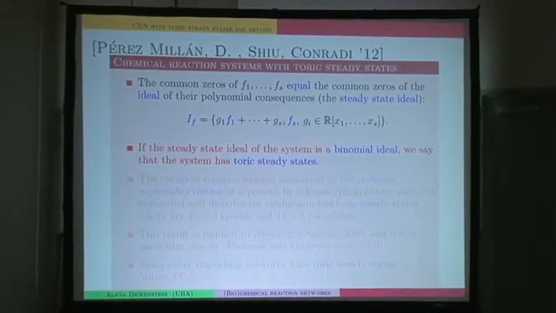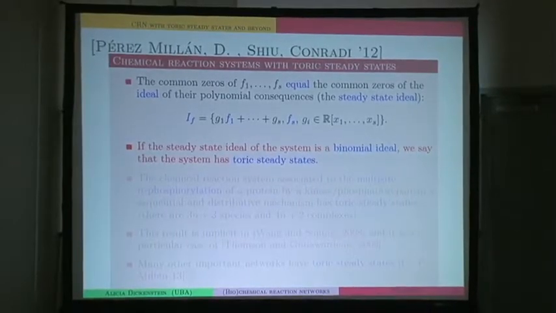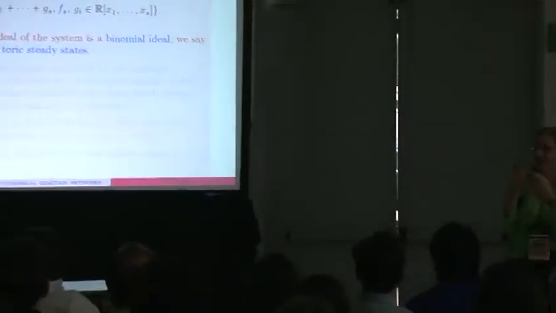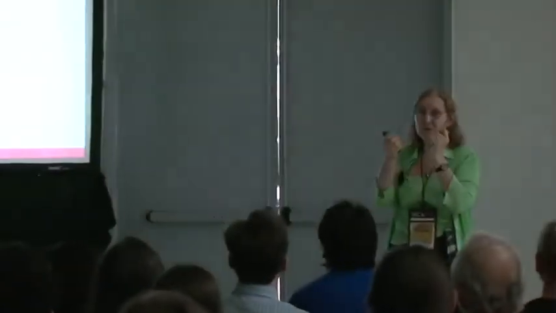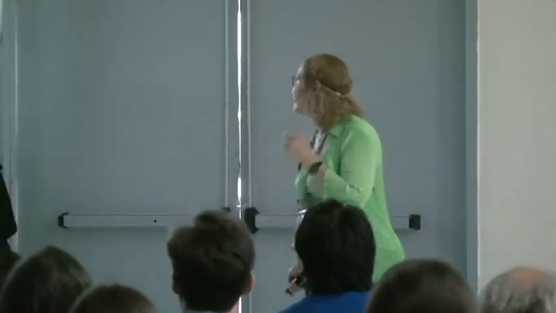If it happens that one can find a system of generators where the generators are given by binomials, a polynomial with just two terms, okay? So if it happens that you can just find generators with just two terms, then we say that the system has toric steady states.